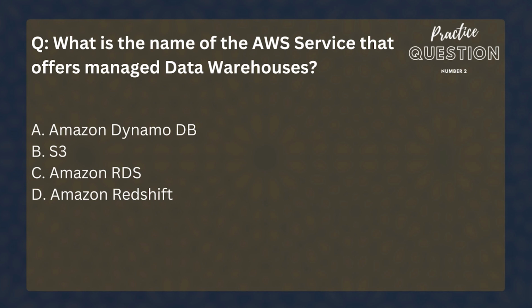What is the name of the AWS service that offers managed data warehouses? Amazon DynamoDB, S3, Amazon RDS, Amazon Redshift. Remember analytical databases used for data analytics? We run them on AWS through Amazon Redshift.